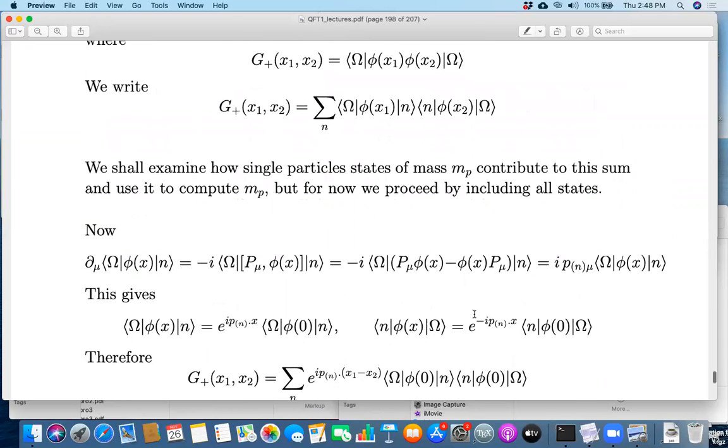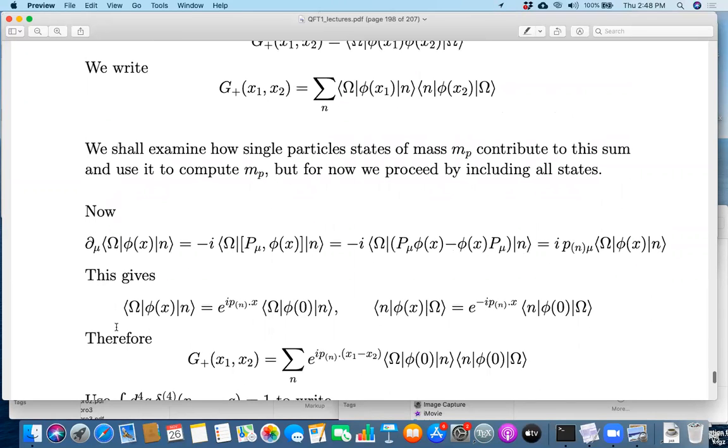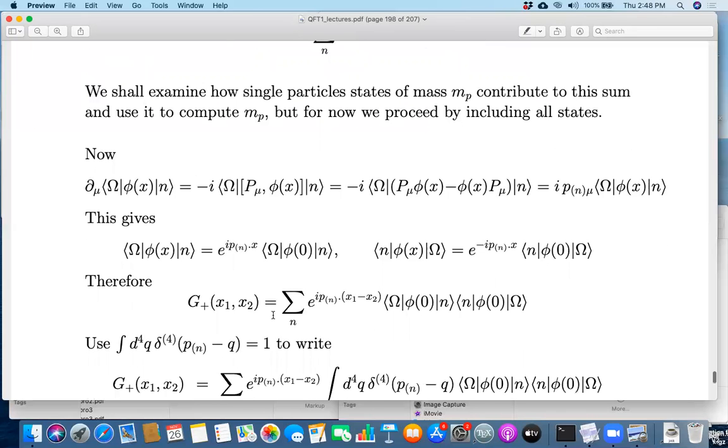So now, if you substitute this in the expression for this, x1 dependencies have been extracted out. We get G plus of x1, x2 is e to the i pn dot (x1 minus x2). From here you get e to the i pn dot x1 because you have omega phi x1 n, and from here you get e to the minus i pn dot x2. So you get e to the i pn dot (x1 minus x2) times this.